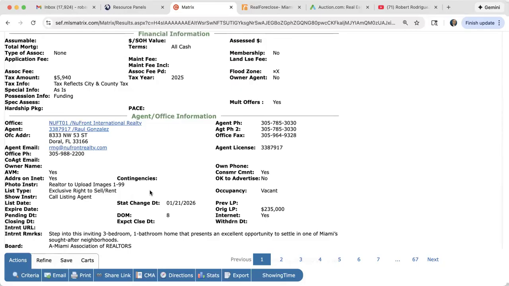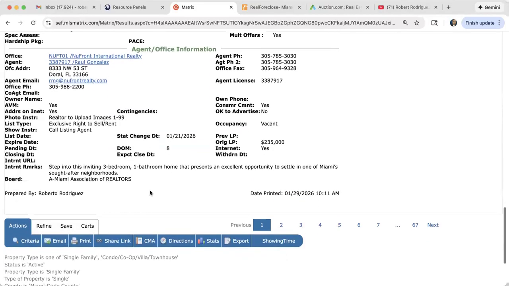Very important that when you're putting an offer together, and especially if it's cash, that you get an inspection done quickly and determine whether you're going to push forward with the purchase or you're going to back out.